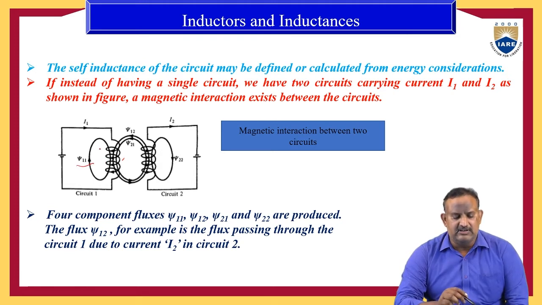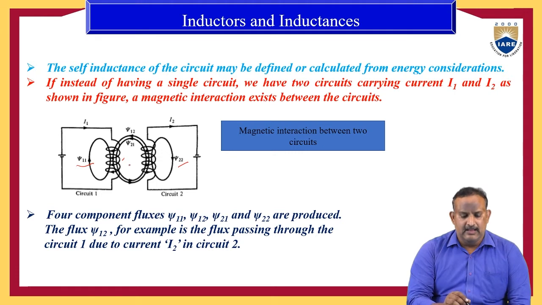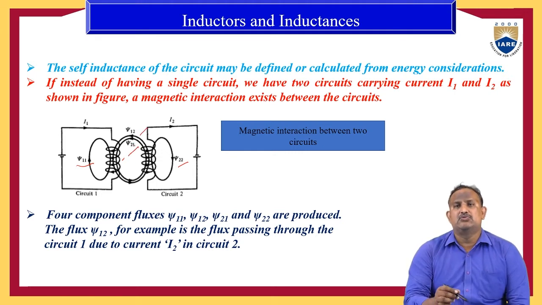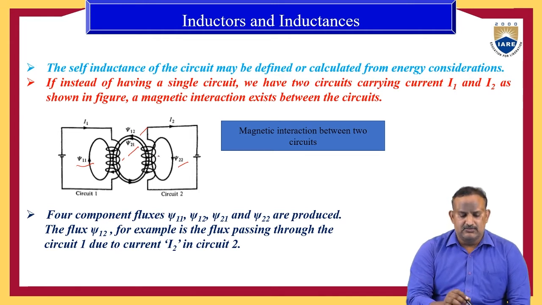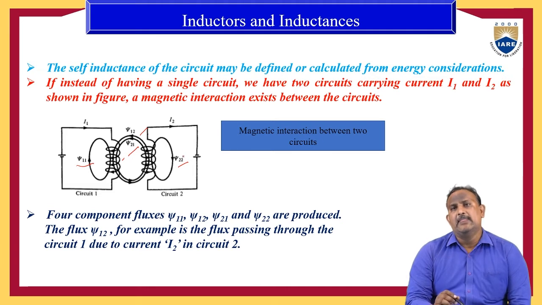Flux psi11 and flux psi22 are known as the self fluxes. And psi12 and psi21 are known as the mutual fluxes: the flux in one due to the second circuit, and the flux in two due to the first circuit. Psi11 is the self flux in the first circuit diagram, and psi22 is the self flux in the second circuit diagram. So there are four fluxes available in the circuit.